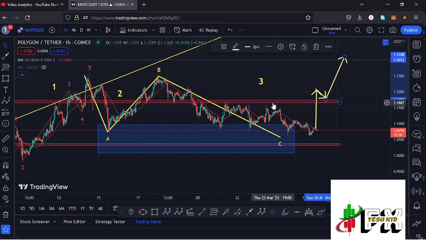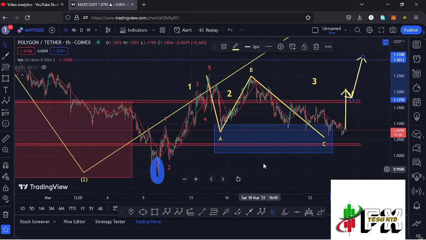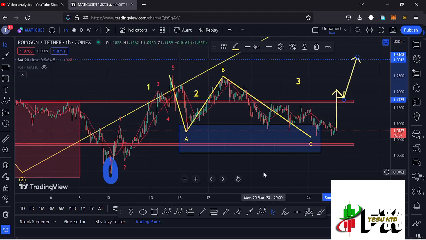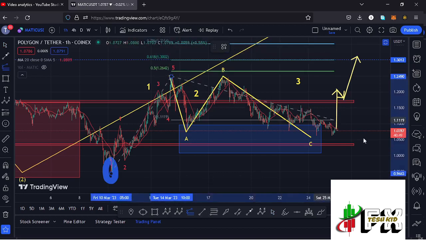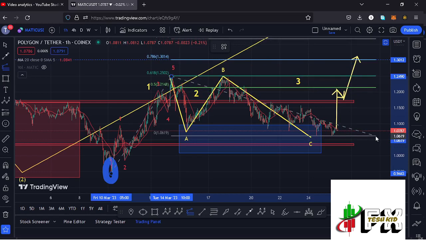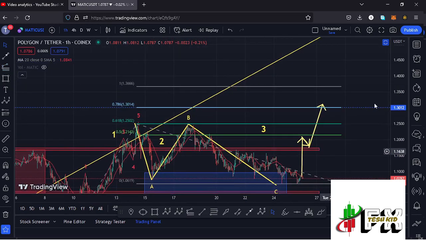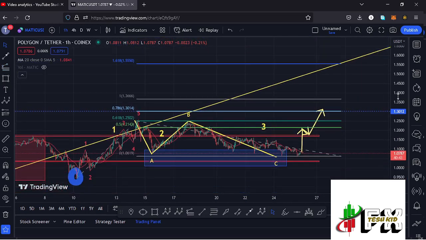And assuming that Polygon Matic is not going to give us one more leg down in the formation of this wave 2, we can sketch out a target area to the upper side in the formation of that wave 3 by connecting the trend-based Fibonacci from the low of the first wave to the high of that wave 1, then dragging the fibs to the low of the second wave. That now gives me a minimum target area to the upper side in the formation of that wave 3 at the fib level 1.618, and that is at around the $1.555 mark.